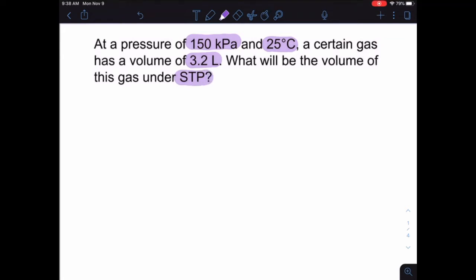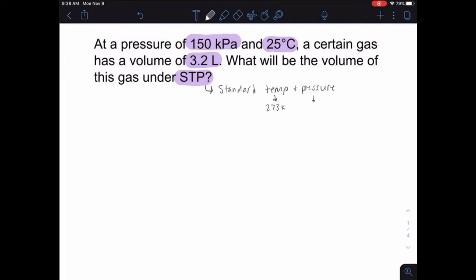I am going to highlight STP as a given value, and the reason for that is because STP stands for standard temp and pressure. So standard temperature and pressure are known values that we can find in our reference packet. And so if we look at our reference packet, we're going to see that standard temperature is 0 degrees Celsius or 273 Kelvin. We always want to use Kelvin.